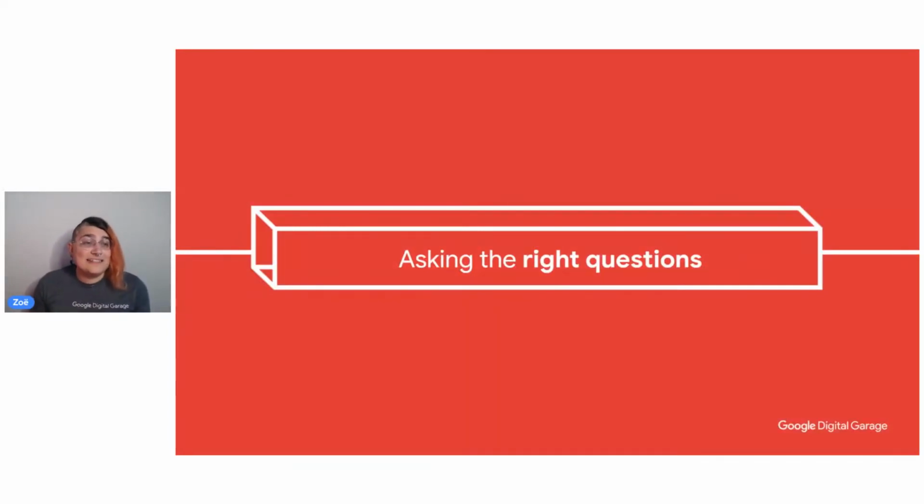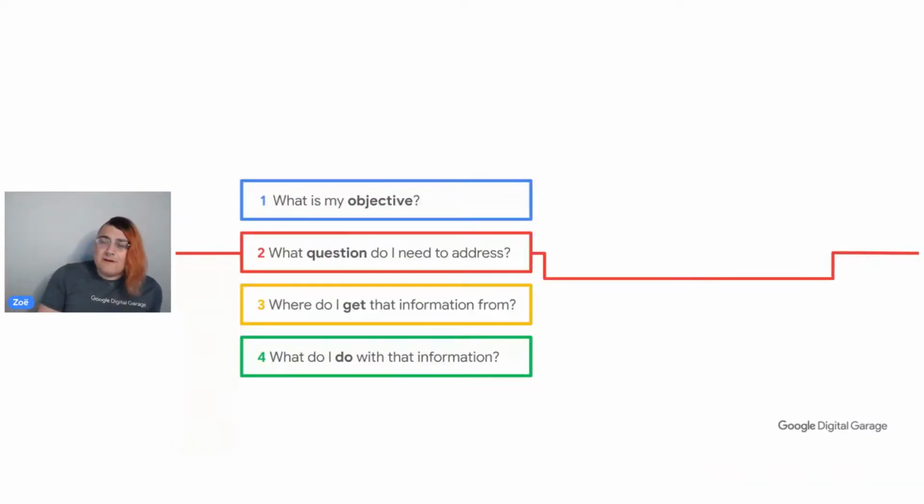So let's get started with asking the right questions and working out exactly what we need to ask in order to make sure our business is doing as well as possible. What questions do we need to think about? We've got four main questions. We're going to look at the first two now, and then the second two in subsequent sections. The first two are, what is my objective? And then what question do I need to address? Then we're going to look at where we get the information, and finally we're going to look at what we can do with that information.